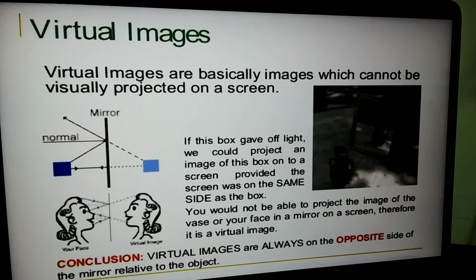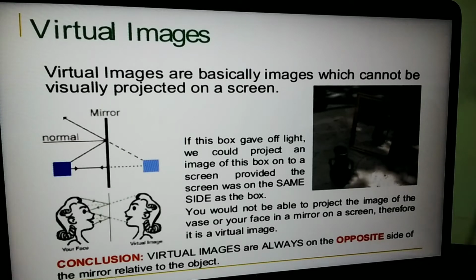Now coming to virtual images. What is a virtual image? Virtual images are basically images which cannot be projected on a screen. That is, they cannot be caught on the screen. If this box gave off light, we could project an image of this box onto a screen, provided the screen was on the same side as the box.